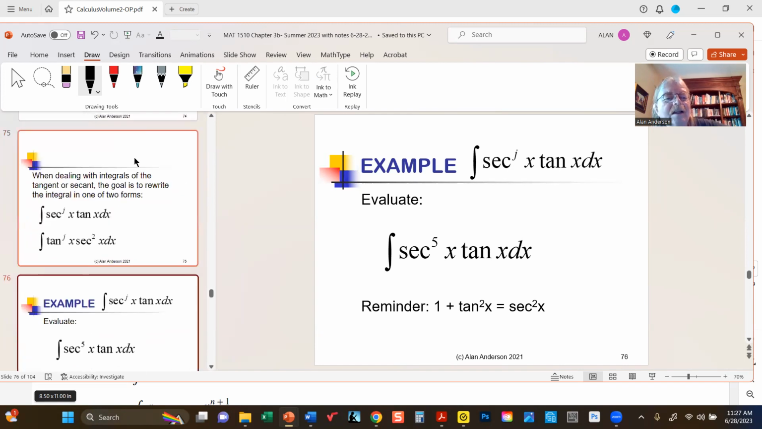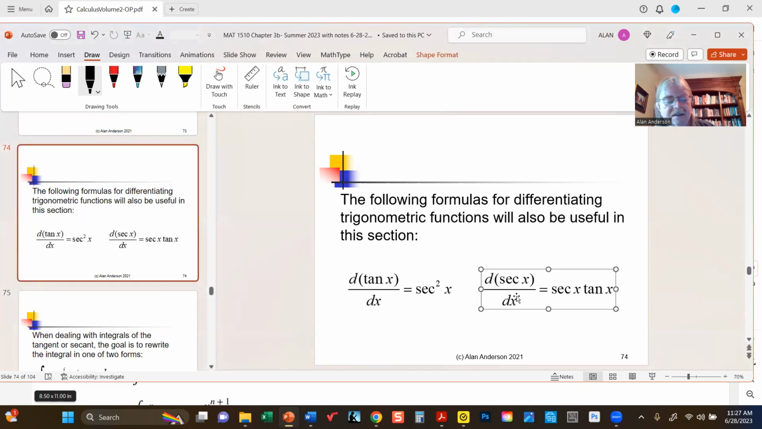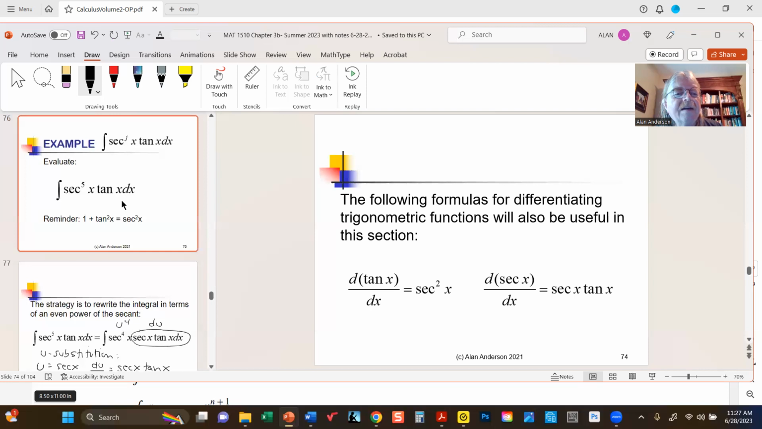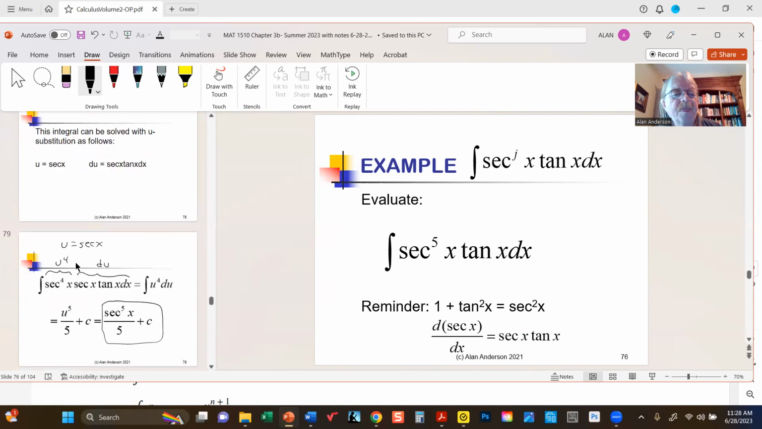Again, the reason why this works is because of what you're seeing right here. This is the key to the whole thing. Without that, we'd have to try something different. Okay, so I'll put this down here too as a reminder. And that's how we got our solution.